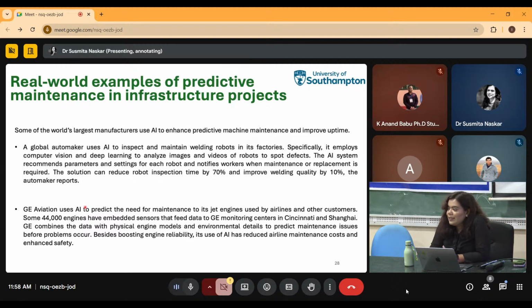By combining this data with physical engine models and environmental factors, what this company can do is actually predict the maintenance issues before they occur. And this proactive approach reduced the maintenance cost by a very high range. They boosted the engine's reliability also, and they even enhanced the safety for the airline passengers.